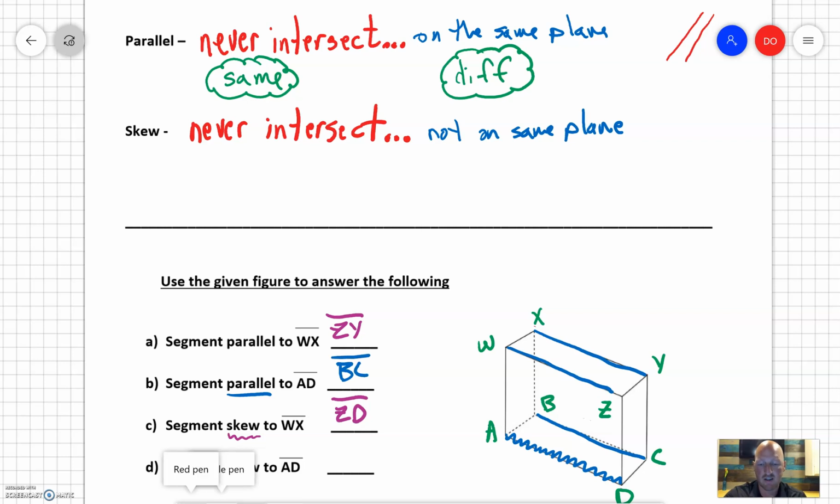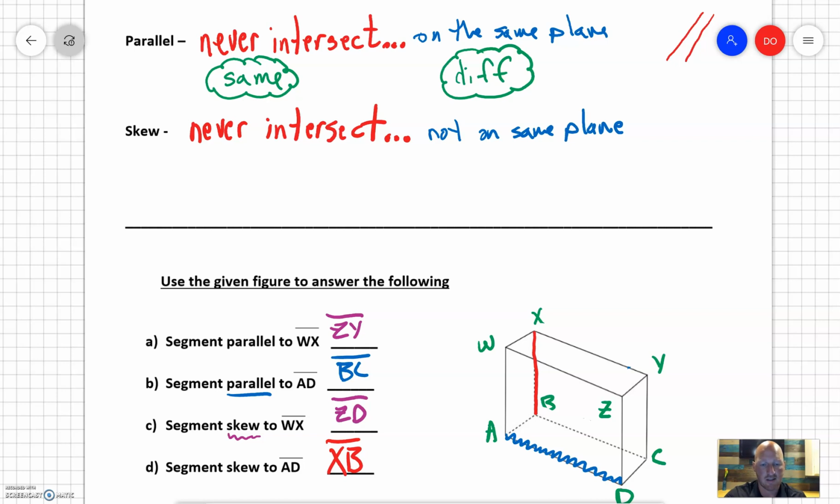Lastly, if I want skew segments, segments that are traveling in a different direction as AD. So again, AD travels from the left to the right, so I'm really looking at segments that travel in a different direction than that and don't intersect with segment AD. So the first one I see is segment XB. Notice how it's an up and down segment. A to D is a left to right segment. XB is in the back, AD is in the front, therefore they're never running into each other.